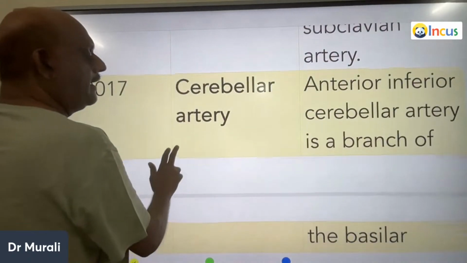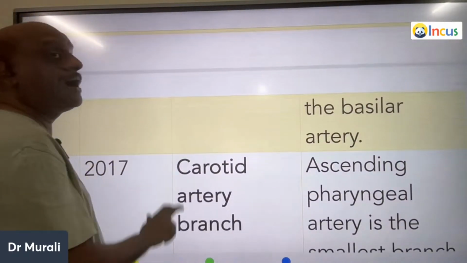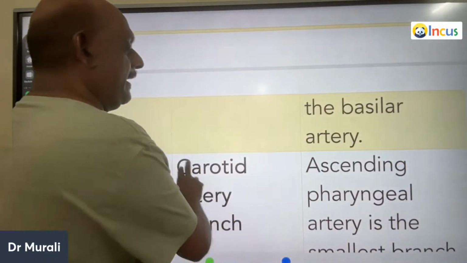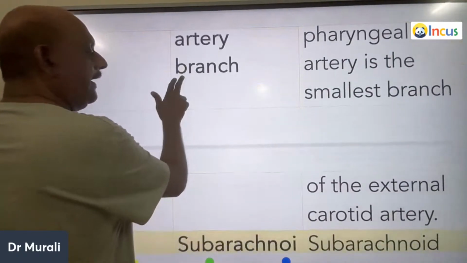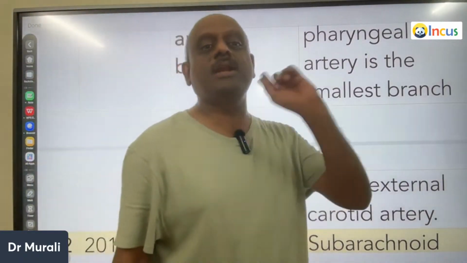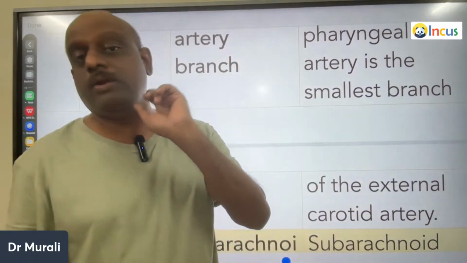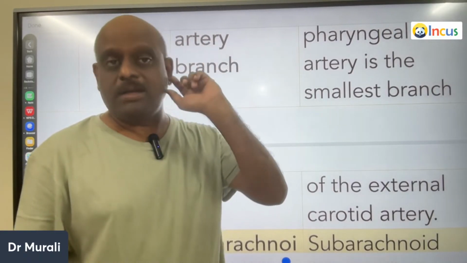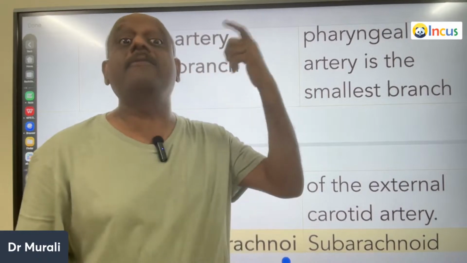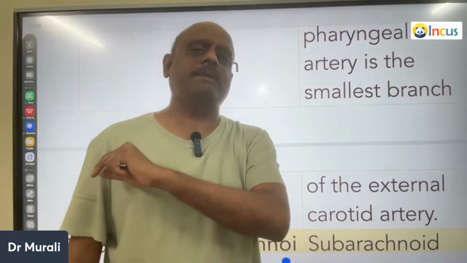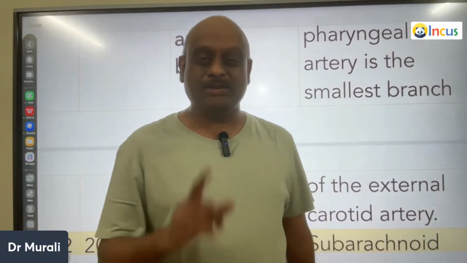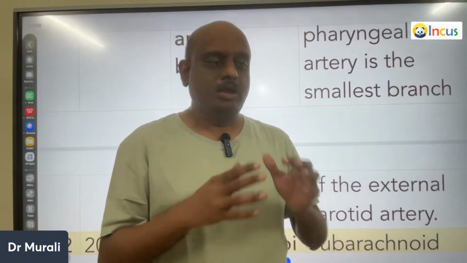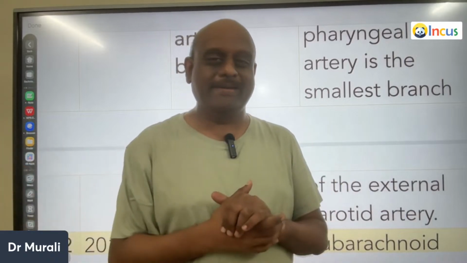Now, doctor, the anterior inferior cerebellar artery, AICA, is a branch of the basilar artery, is what you have to remember. Ascending pharyngeal artery: you should know external carotid, internal carotid. Internal carotid does not give any branches in the neck, only external carotid gives. The ascending pharyngeal artery is the smallest branch of the external carotid artery. So once more, today only you need to go back and look at your notes whether you are ready with all the branches of the external carotid.